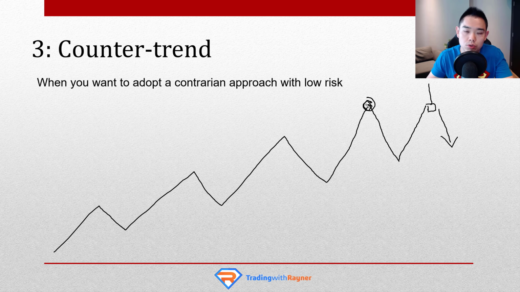So this is one way to do it with low risk, because you can use this reference point to set your stop loss. Your stop loss can now just go, let's say, a distance above this high, somewhere about here, and then try to capture that small downside move.